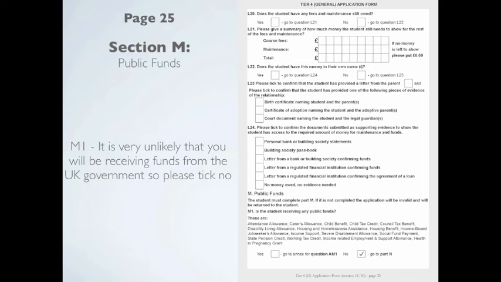Page 25, Section M, Public Funds. M1. You are highly unlikely to be receiving money from the UK government, so you will almost certainly need to tick no. Please note that council tax exemption does not count as public funds.